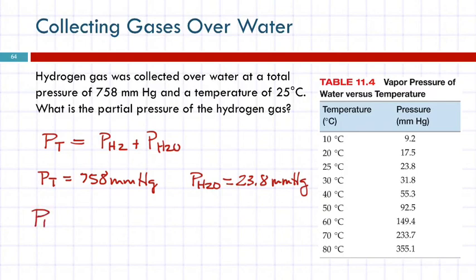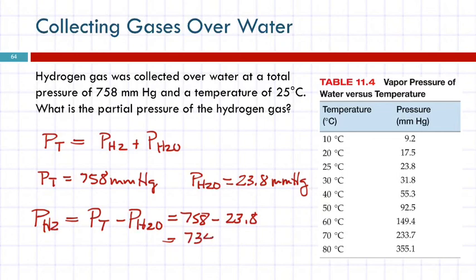So the partial pressure of the hydrogen gas is the total pressure minus the pressure of the water vapor. Just like figuring out how many pounds of bananas are in the box. 758 minus 23.8. Calculator says 734.2 millimeters of mercury. How should I round that number?